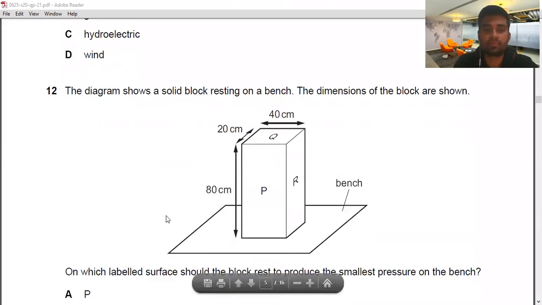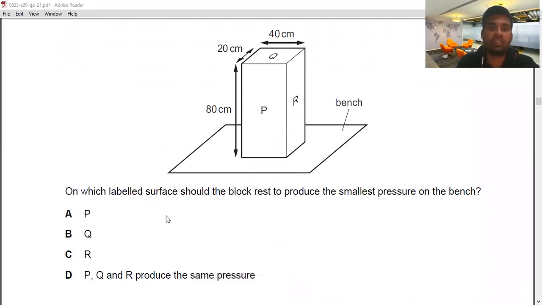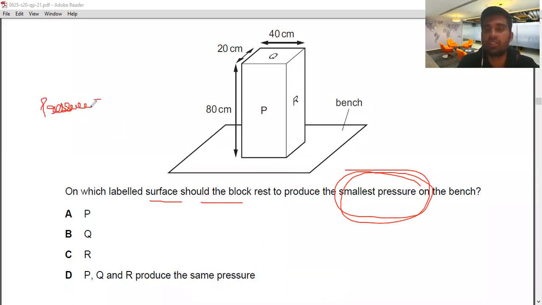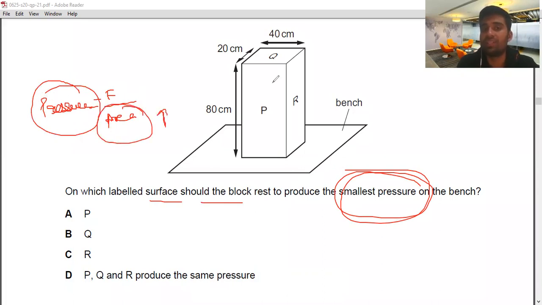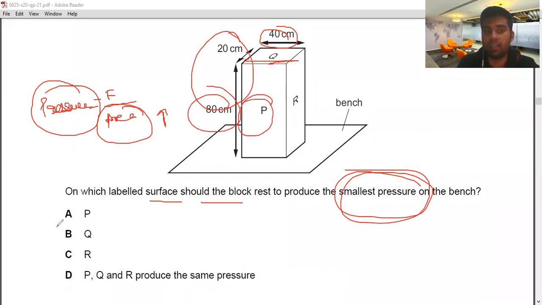Going to the next question, which says, on which of the labeled surfaces should the block rest to produce the smallest pressure? We all know the formula for pressure is force upon area. To have the pressure the smallest, our area should be high, right? So we'll see which among these three combinations will give a higher area. I can easily say that 80 into 40 will have the highest area, and hence P will have a high area. Since it has a high area, it will have a low pressure. So A will be the correct answer.